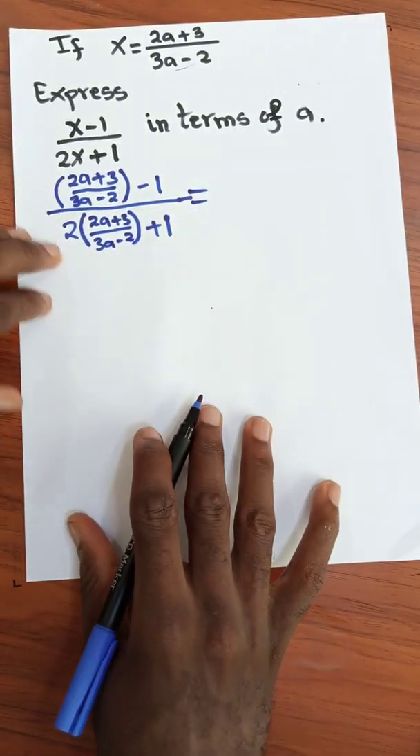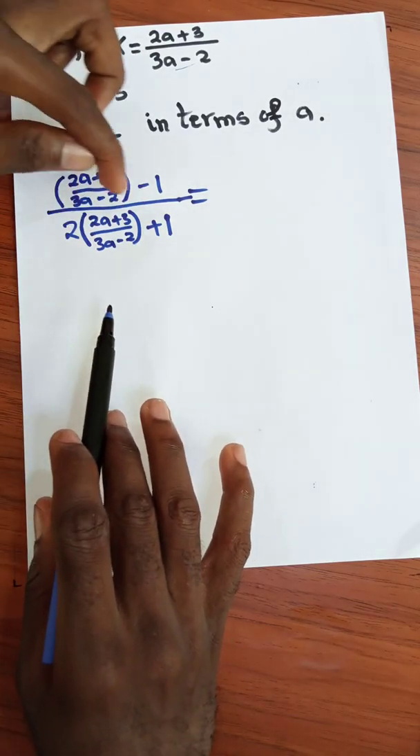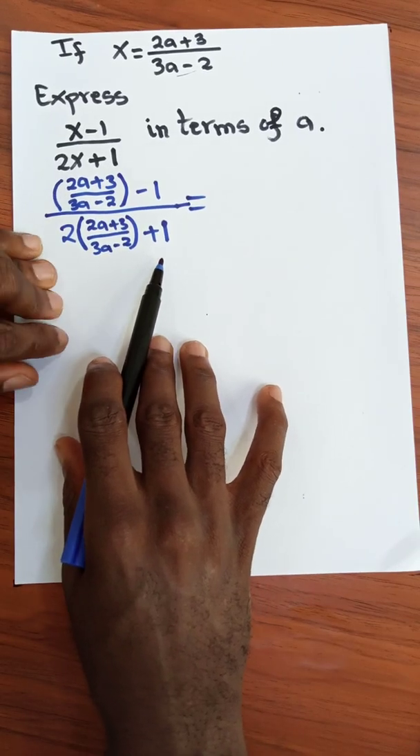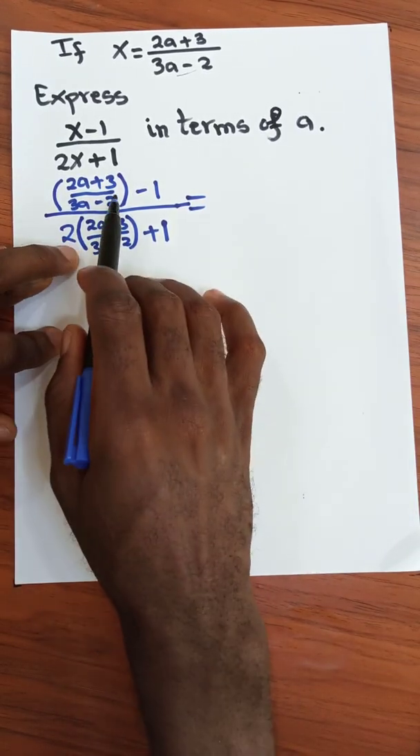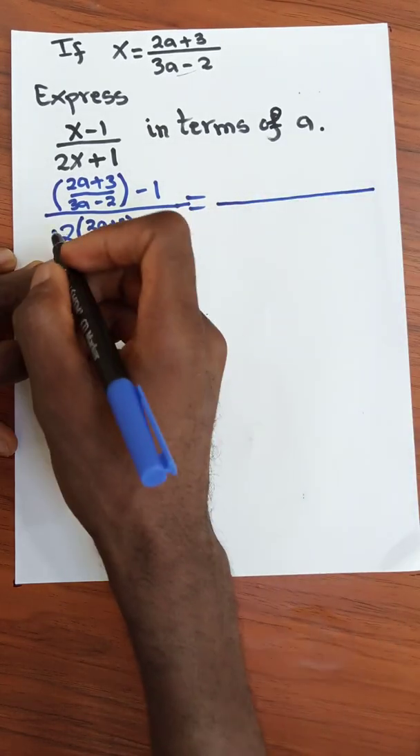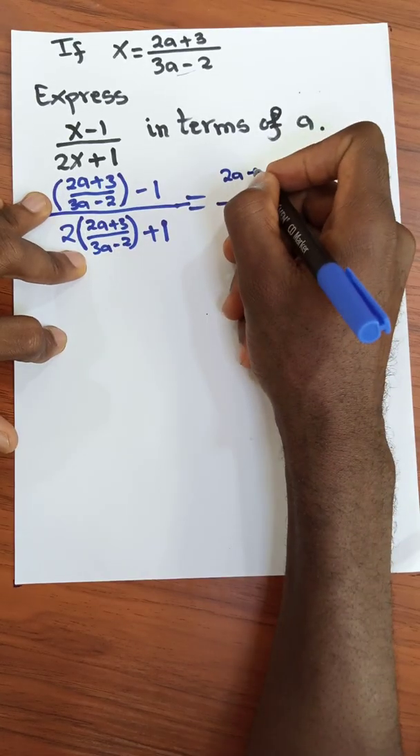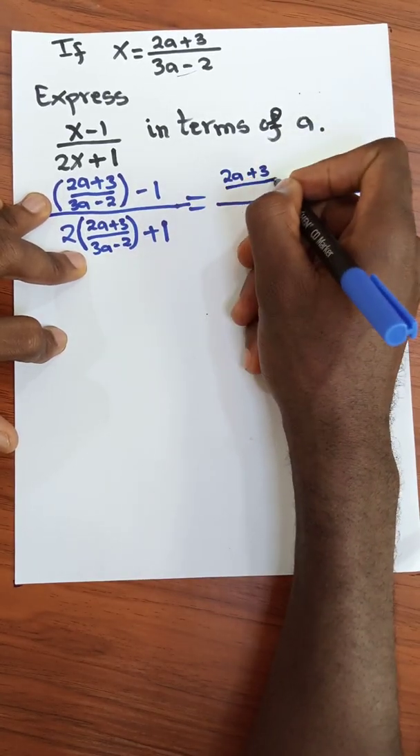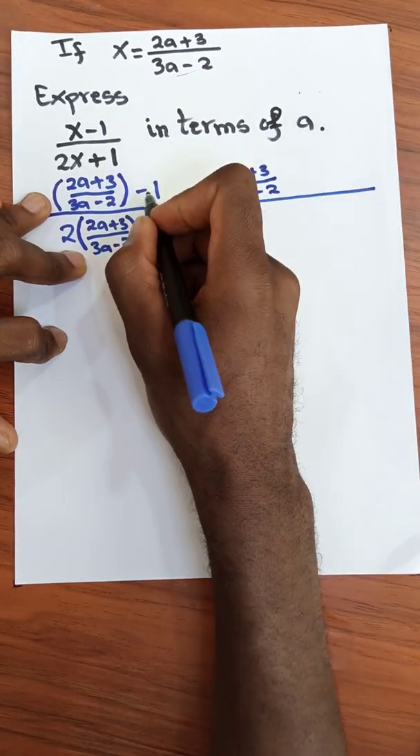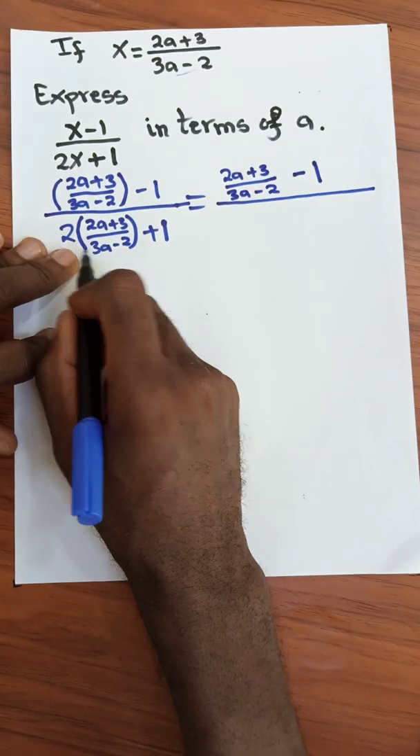I'll do the operation here. This particular given, I want to rewrite this in a little simpler form. So by removing the bracket, I'll have here (2a plus 3) on (3a minus 2) minus this one, minus 1. Okay, and the same thing here.